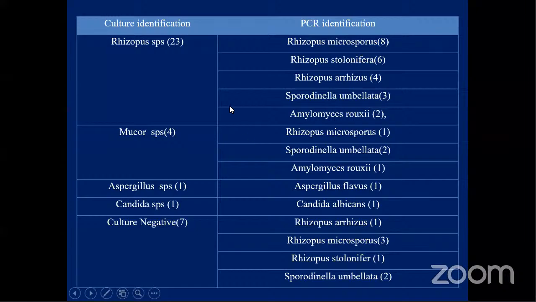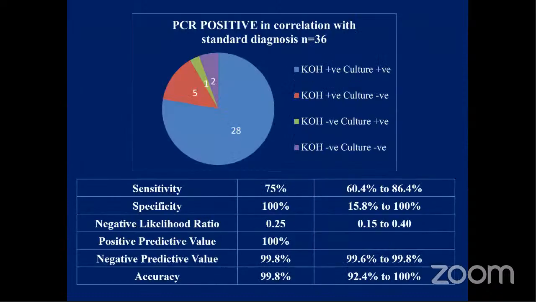The species identified in culture as Rhizopus were 23. These 23 on PCR were identified as Rhizopus microsporus, Rhizopus stolonifer, Rhizopus oryzae, Sporodiniella umbellata, Amylomyces rosei. The growth seen as mucor was identified as Rhizopus microsporus, Sporodiniella umbellata, Amylomyces rosei in PCR. Aspergillus and Candida were identified as Aspergillus flavus and Candida albicans in PCR. The culture negative samples were identified as Rhizopus oryzae, Rhizopus microsporus, Rhizopus stolonifer, Sporodiniella umbellata.